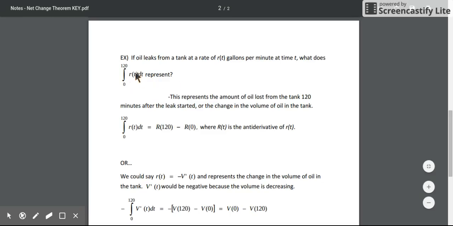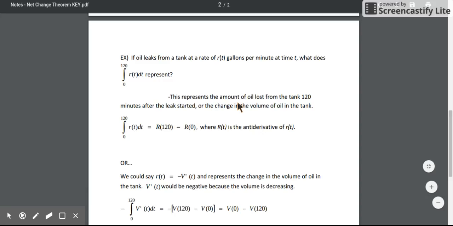So this would represent the amount of oil that leaked, or the amount of gallons of oil that leaked during those 120 minutes. So from the initial time it started leaking to the end of 120 minutes, and that would be the amount of oil in gallons that leaked out of the tank.